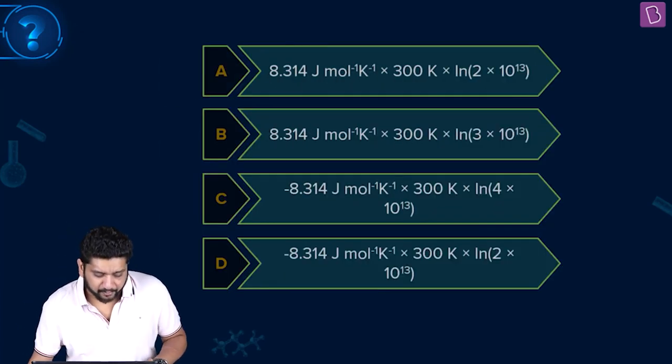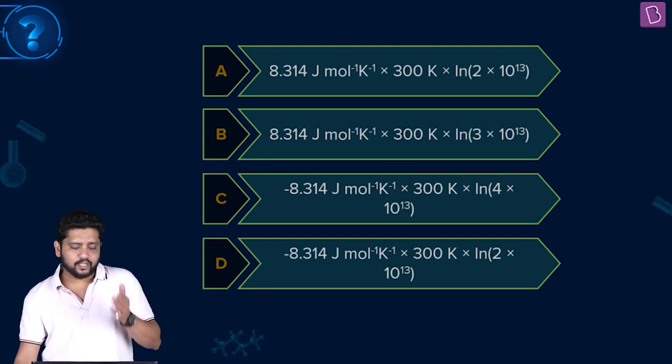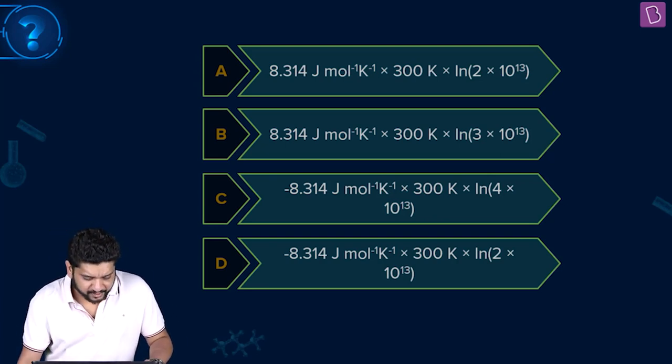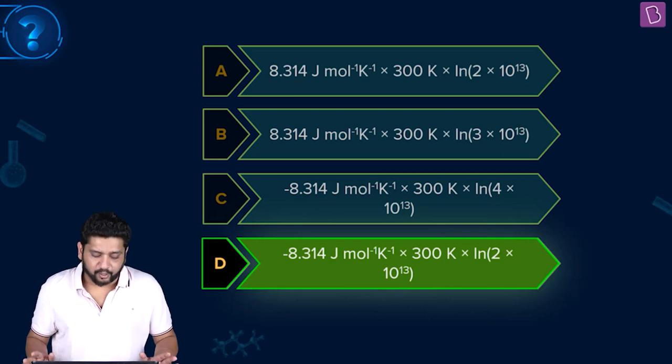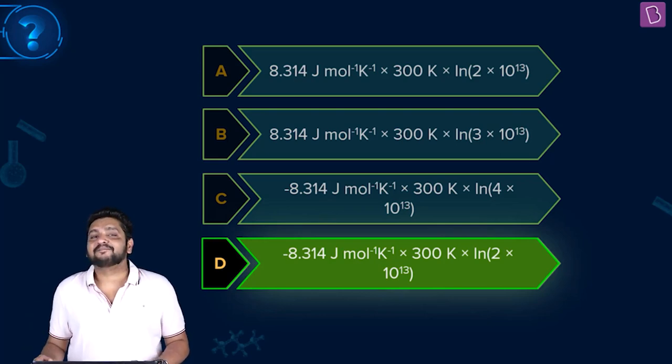Looking at it, I am looking for minus RT ln K. Where do I see that? Minus 8.314 and 300 and ln 2 into 10 to the power 13. This is something I can obviously see in option D. Our final answer is D.